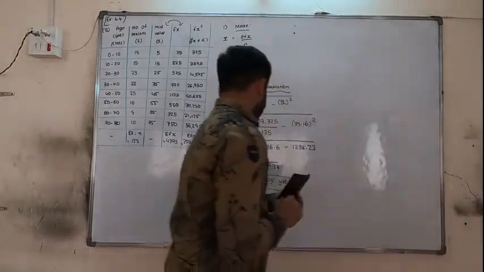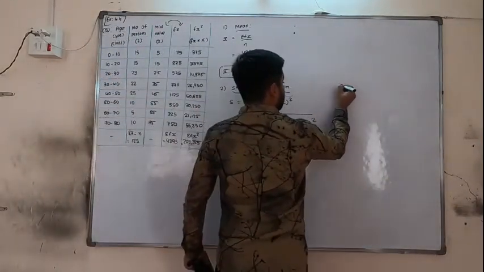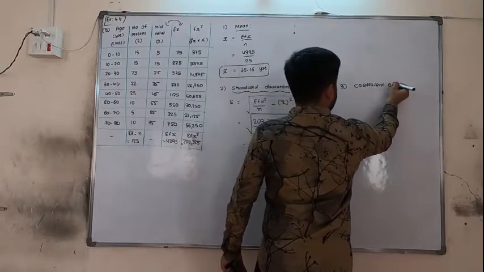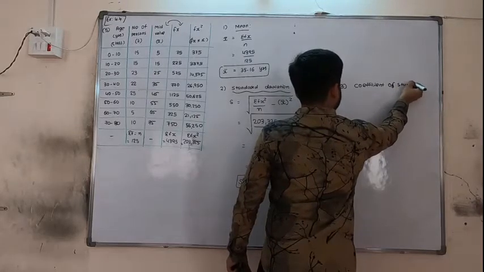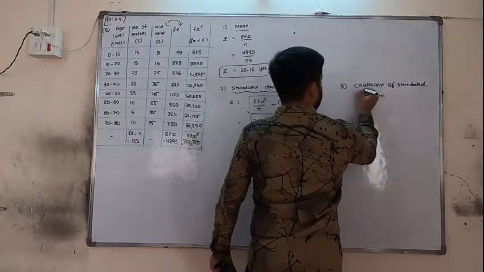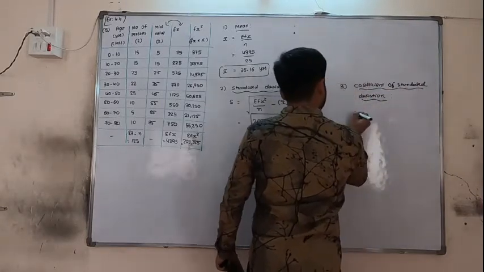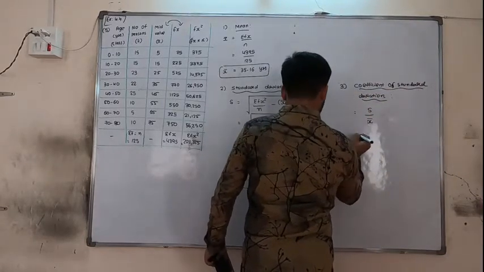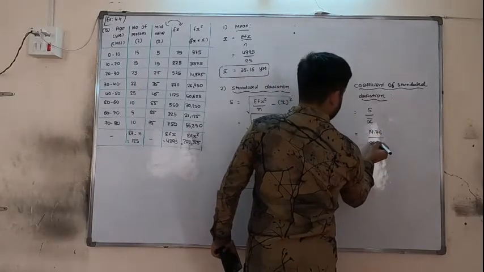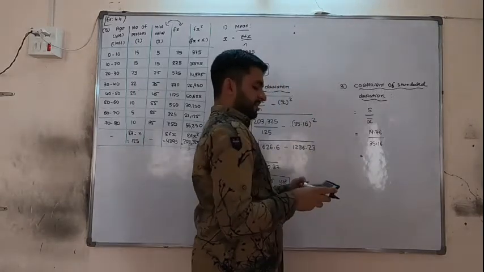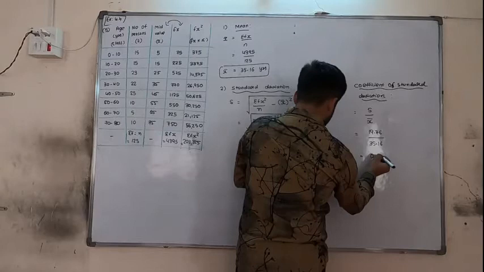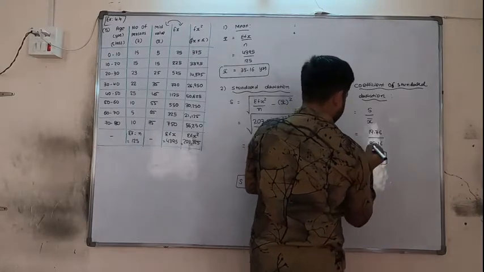Coefficient is required. Coefficient of standard deviation is equal to S upon x bar. 19.76 divided by 35.16 is 0.562, so 0.56.